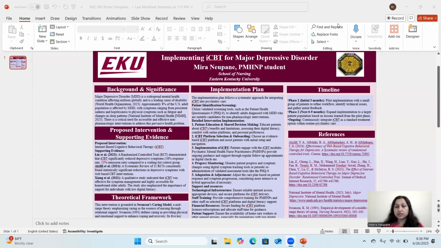Internet-based cognitive behavioral therapy is the proposed intervention for major depressive disorder. There are several research studies conducted on internet-based cognitive behavioral therapy for major depressive disorder. Lin et al., Elzelfa et al., and Jing et al. are some of the researchers. They conducted research studies about internet-based cognitive behavioral therapy for major depressive disorder and found a significant reduction in depressive symptoms.